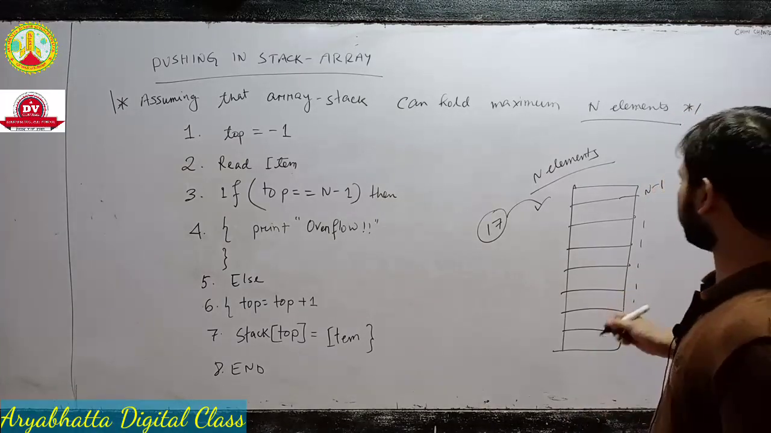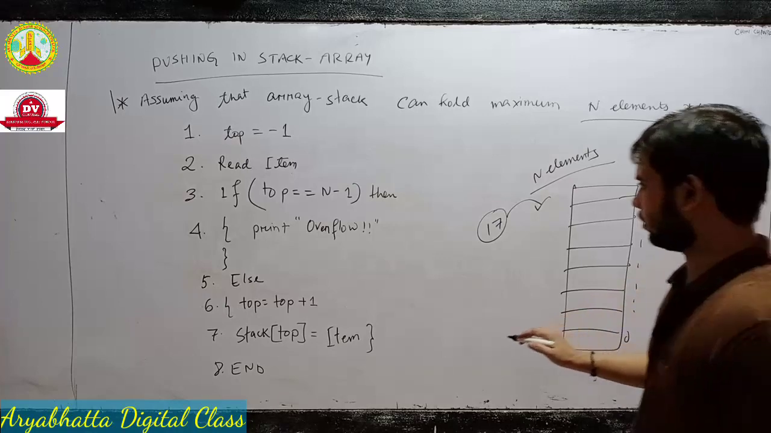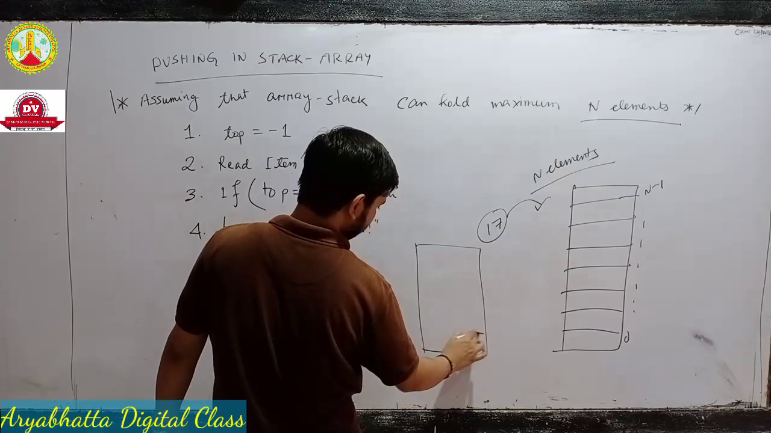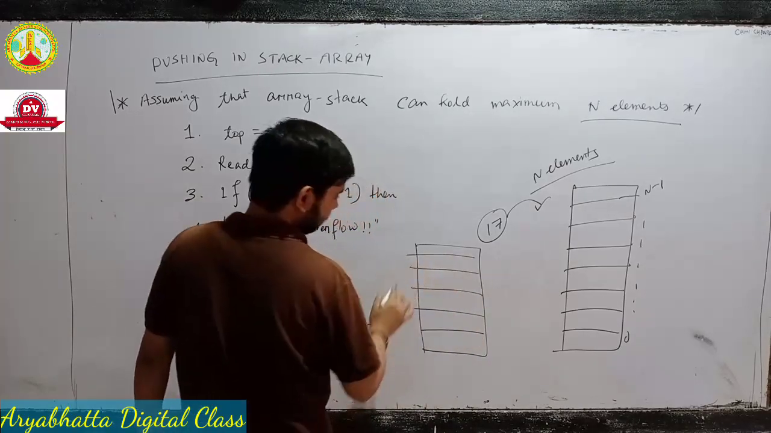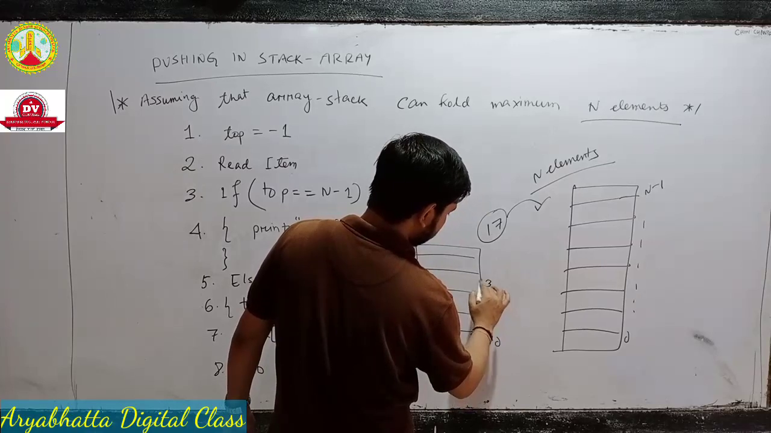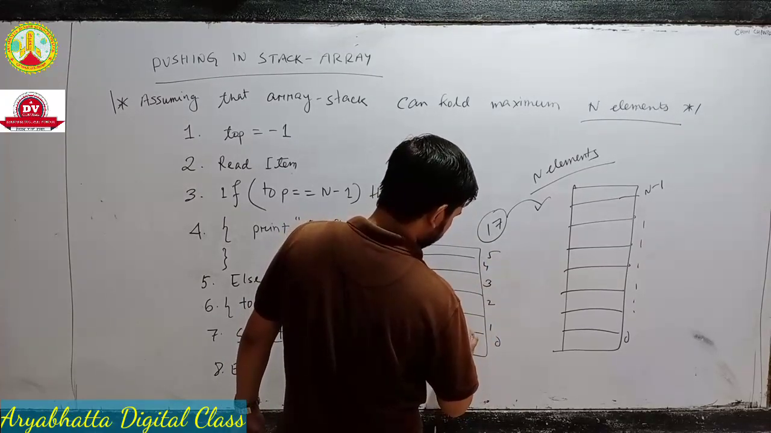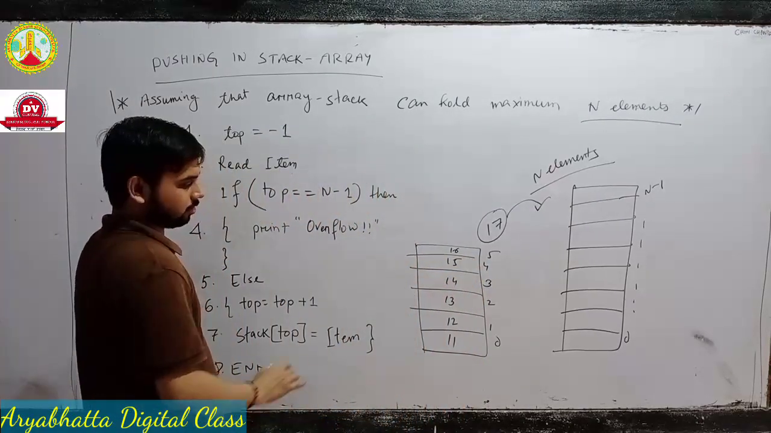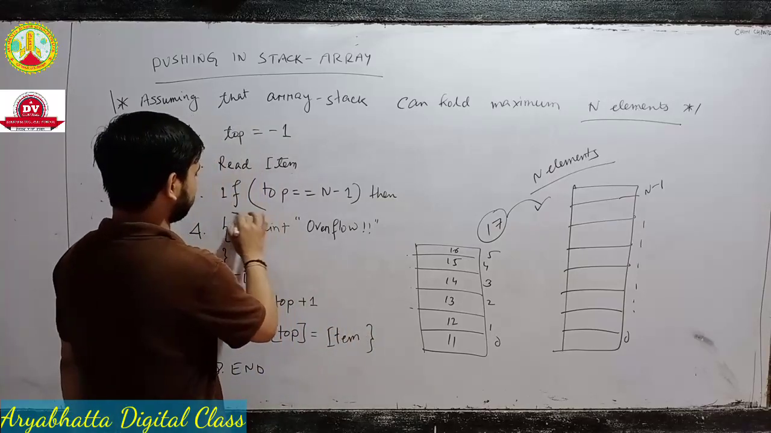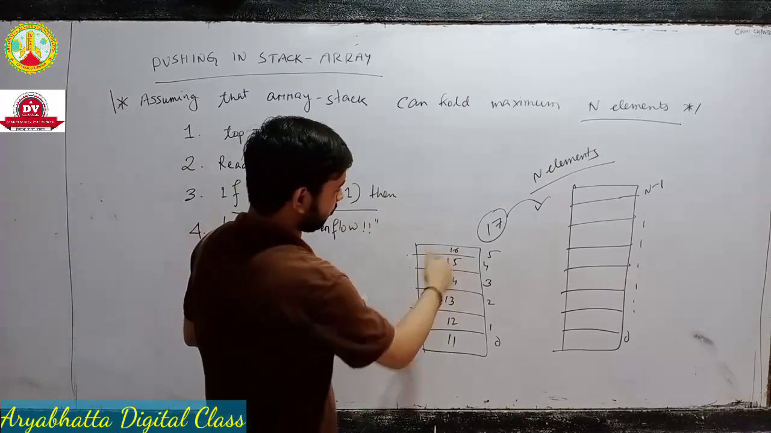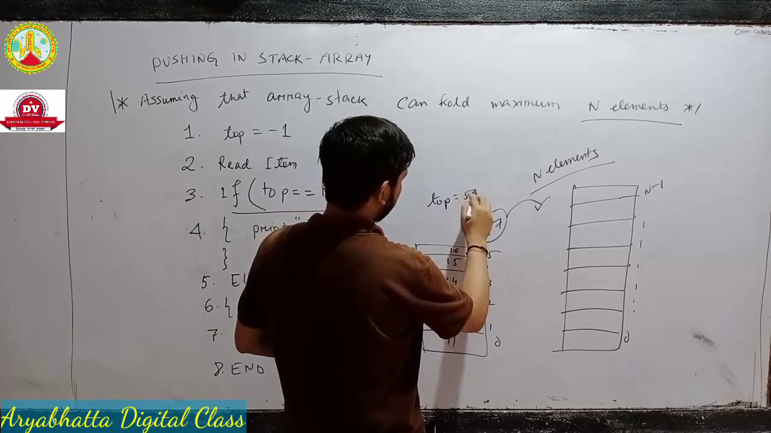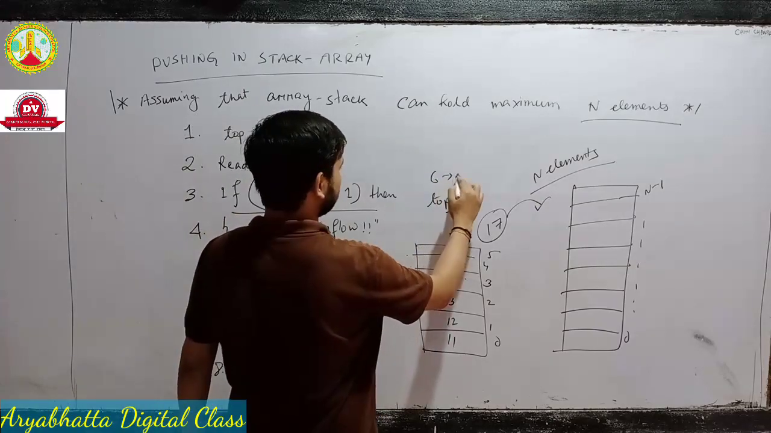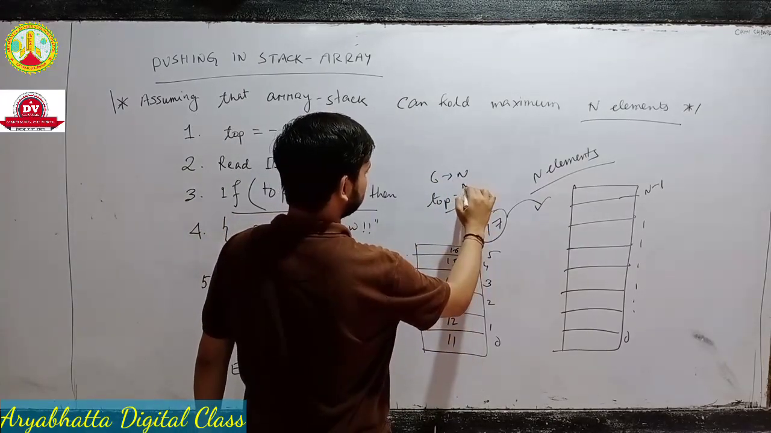And if your stack is like that, suppose this is the stack, with indices 0, 1, 2, 3, 4, 5 and elements 11, 12, 13, 14, 15, 16. Your stack is completely full. Means in this case top is equal to n minus 1. Means your top is equal to what? 5. Means how many elements? 1, 2, 3, 4, 5, 6 elements. If you take 6 as n, definitely top will be n minus 1.